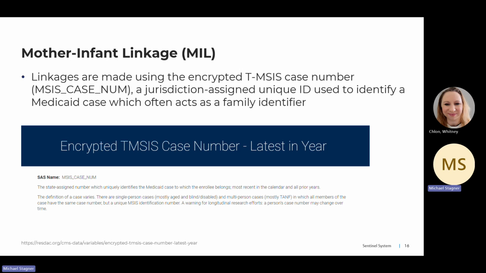So in reference to the types of linkage, how the linkages are made within the Medicaid and CHIP TAF data, the option available to us to make linkages is the T-MSIS case number, which is an encrypted ID that's jurisdiction assigned and is used to identify a Medicaid case and often acts as a family identifier. Here's a screenshot of the documentation for this variable on the ResDac website.